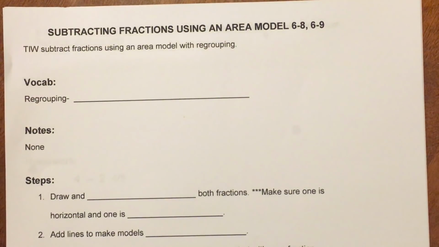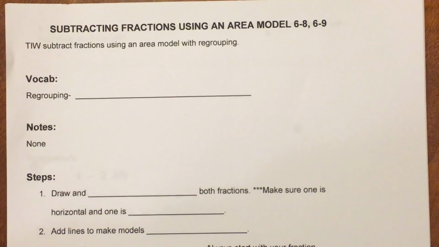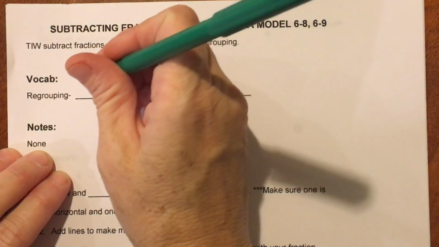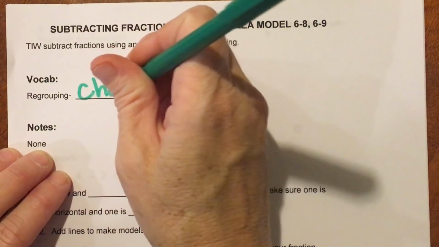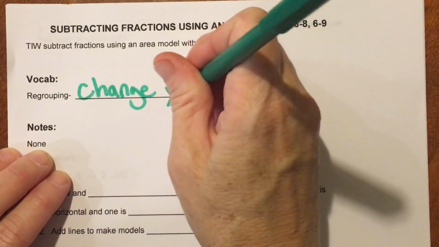Today's lesson, we're continuing to subtract fractions using the area model, but we're going to add something to it called regrouping. Okay, so what is regrouping? Regrouping is just when you change your groups.